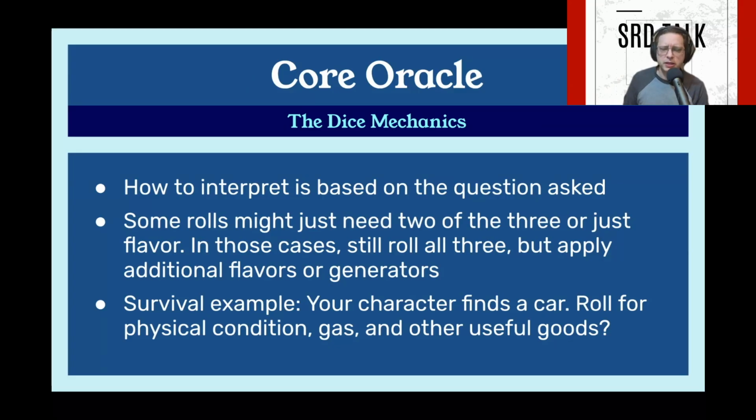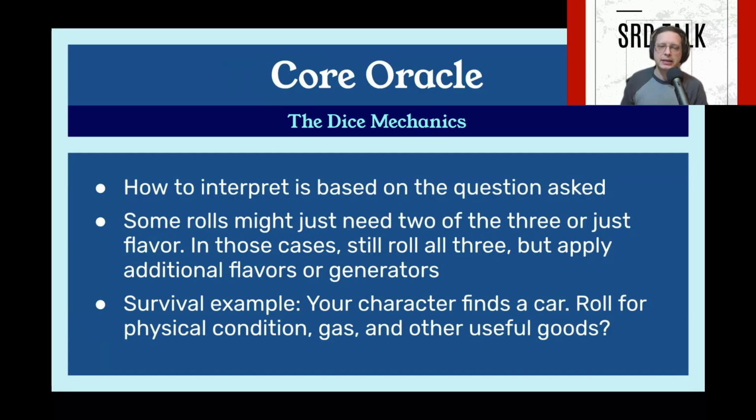So, just an example, going back to a survival game. My character finds a car. Okay, I have a car, or I have found a car. I don't need to really roll to see if I'm successful in finding the car. I already know where it is. So maybe, as I'm inspecting the car, I'm just rolling three flavor dice, and one of them tells me what the physical condition of the car is. Another one tells me how useful this car would be for me as a vehicle.